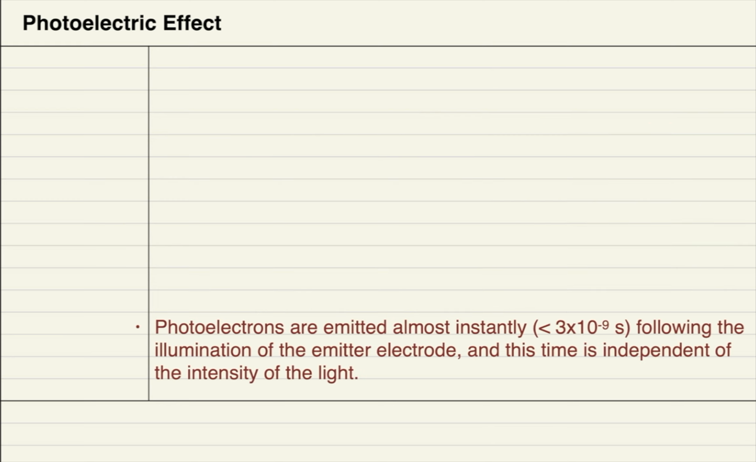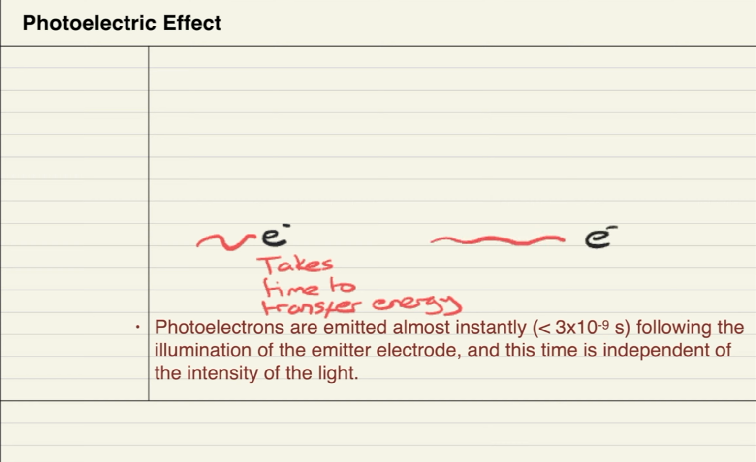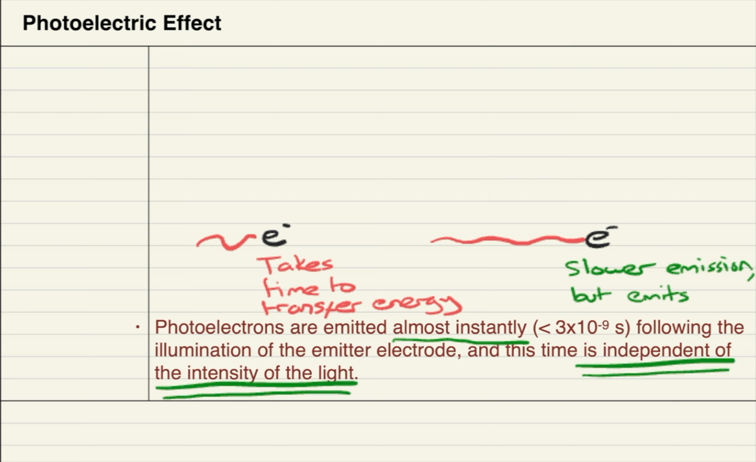Lastly, photoelectrons are emitted almost instantly, following the illumination of the emitter electrode, and this time is independent of the intensity of the light. Now this is a curious one. Needing time to emit the electron is fine, since the wave might need time to transfer sufficient energy. But if that is the case, a low intensity wave should be able to emit electrons, just needing more time to transfer the energy. The observation, however, was that the emission was delayed slightly, but by the same time, no matter what the intensity.